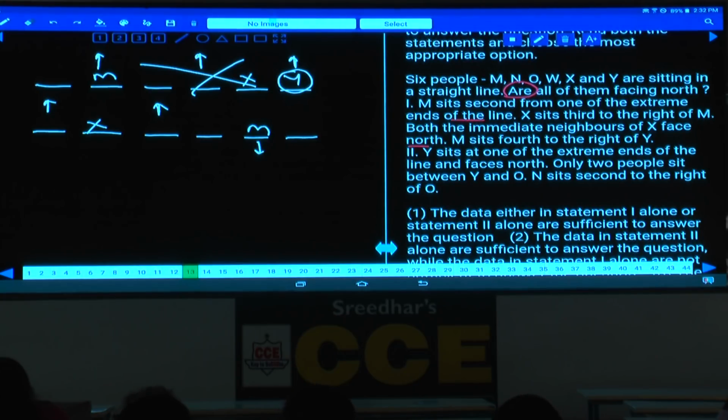Now M sits fourth to the right of Y. Now Y is here, and this Y is facing towards north. We are left with only one case. Now tell me, are we getting the answer or not?